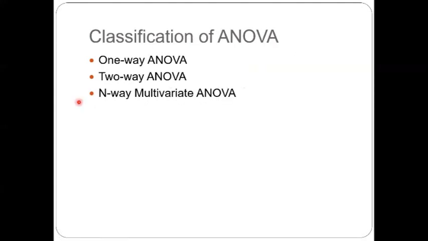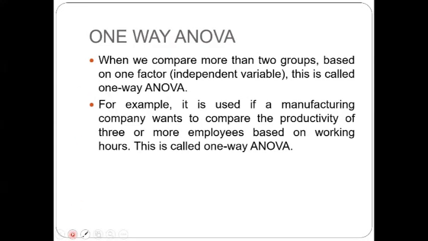And then for the classification, so for today, ang discussion lang natin is until dito lang sa one-way ANOVA. Since covered niya naman yung week 12, for the week 12, we will discuss the two-way ANOVA and the n-way or the multivariate ANOVA. So for the one-way ANOVA, first is when we compare more than two groups based on one factor, which is the independent variable. Yun yung one-way ANOVA.